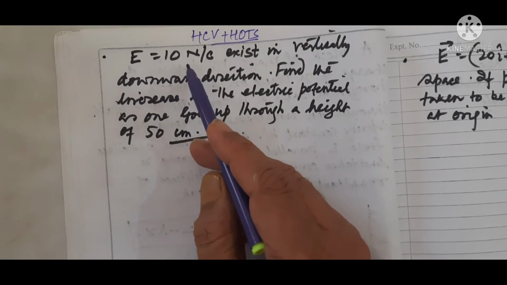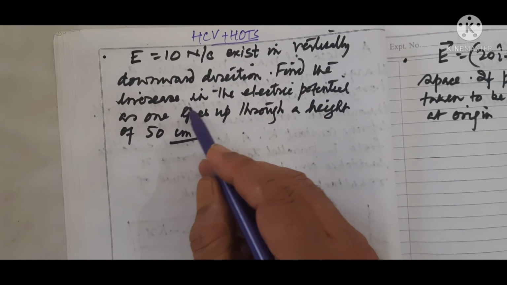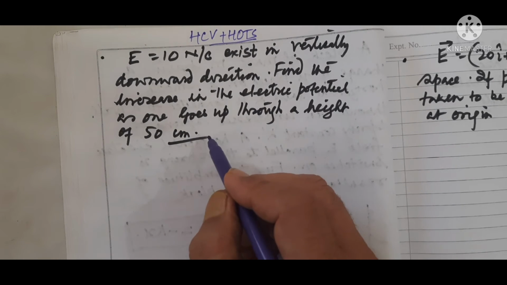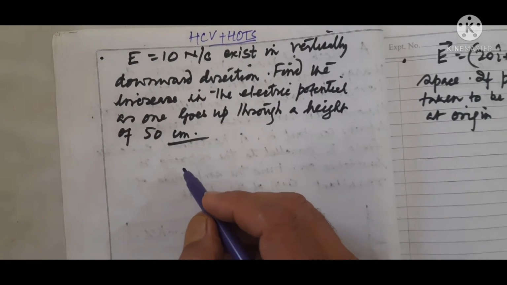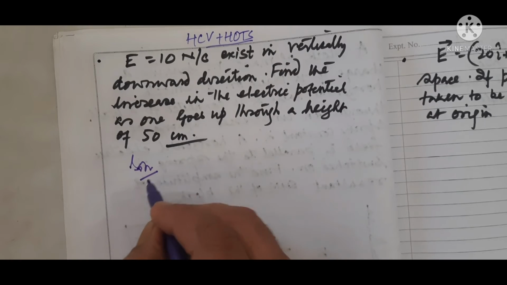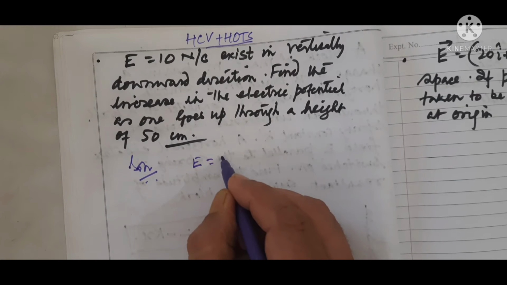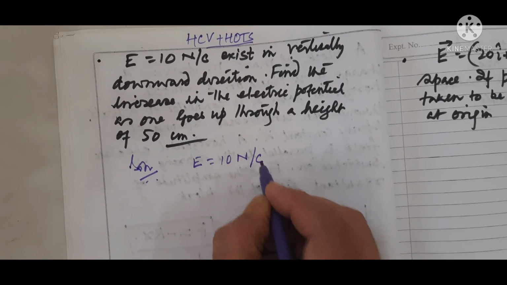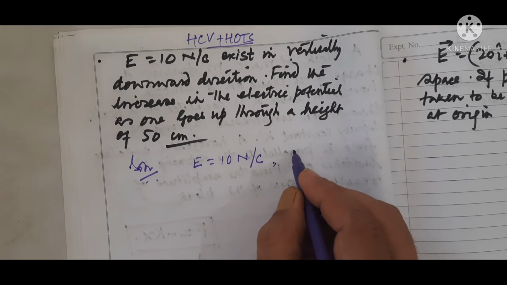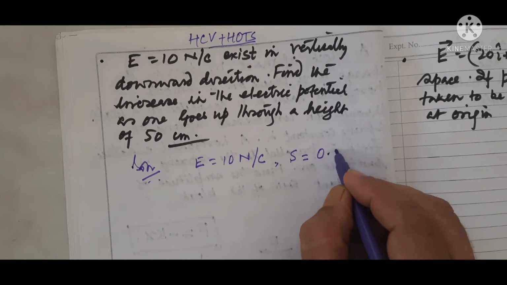If an electric field intensity of 10 newton per coulomb exists in the vertical downward direction, find the increase in the electric potential as one goes up through a height of 50 centimeter. How are we going to do it? E is given as 10 newton per coulomb, and the distance is 50 centimeter, meaning 0.5 meter.